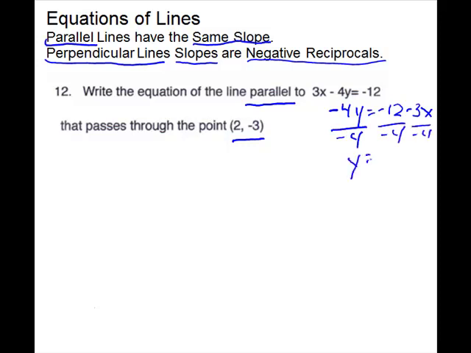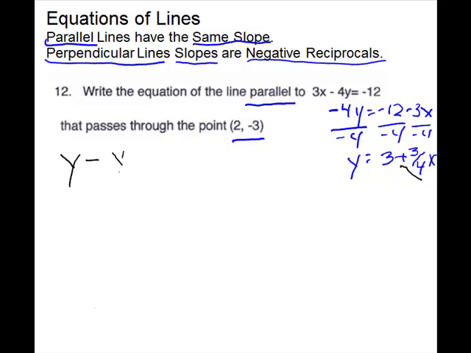So I get y equals 3. You have two negatives here, which will give you plus 3/4 x. So our slope there is 3/4. That's the piece that we needed. Okay, so we have a slope and we have a point. We'll use point-slope form.